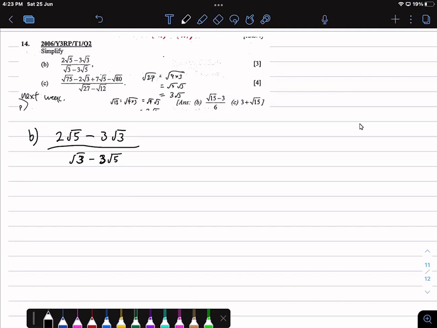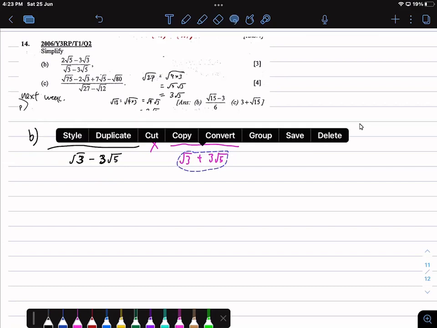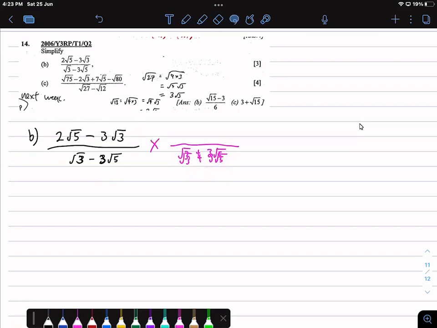Again, you just need to rationalize. So which one do you rationalize again? The numerator or denominator? Denominator. Okay, good. So what is it? Root conjugate? Root 3 plus 3 root 5. Bottom only? Top also. The top as well. Okay, good. So now multiply out everything.